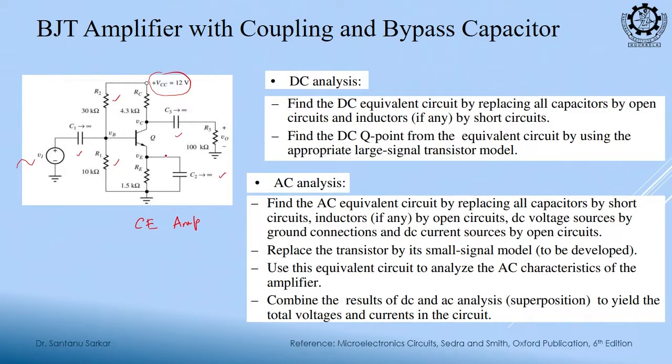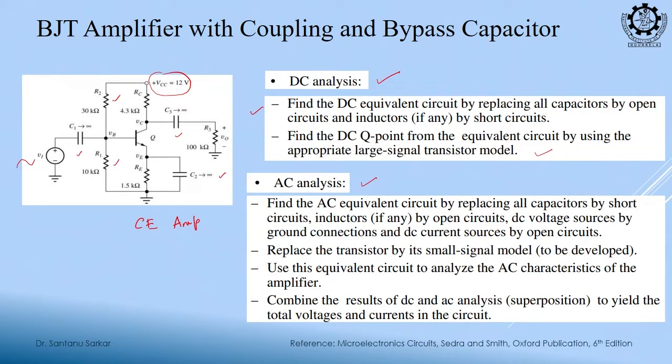So, what will we do? We will first do the DC analysis and find the DC equivalent circuit. While finding the DC equivalent circuit, we will consider the capacitor as an open circuit. So, all the AC sources we will not consider. We will redraw this circuit excluding the capacitors and the associated circuit. We will find the DC Q point from the input side as well as from the output graph. Then we will proceed to AC analysis.